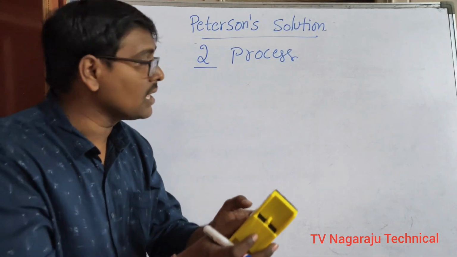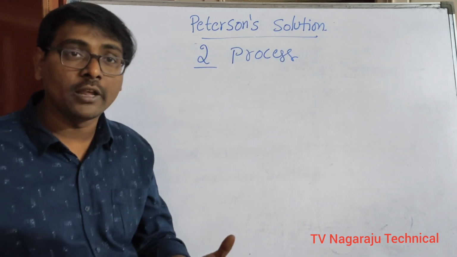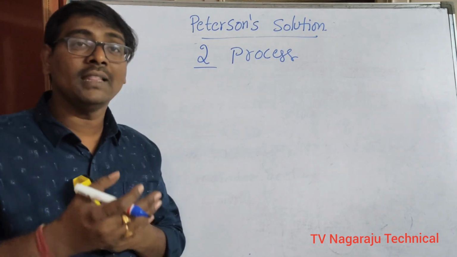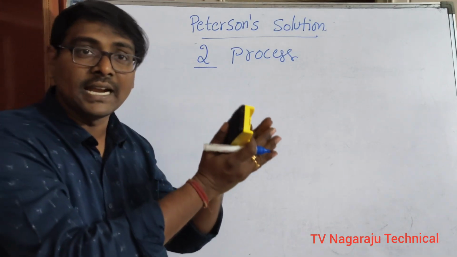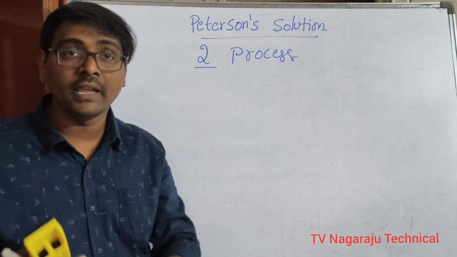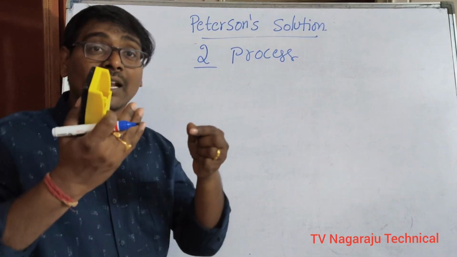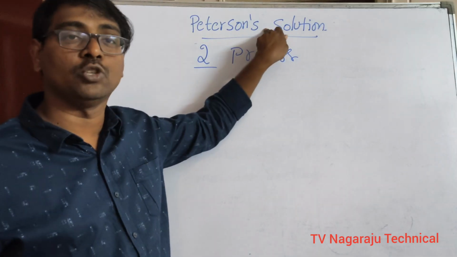Then the immediate question is, if it is not suitable for modern architectures, why are we using it? To understand the difficulties while designing a solution that satisfies mutual exclusion, progress and bounded waiting, and to understand the algorithmic description, we are moving to Peterson's solution.